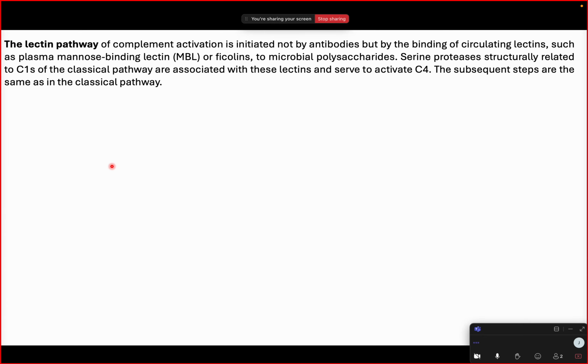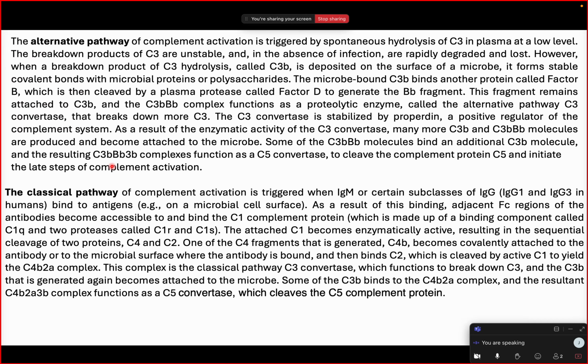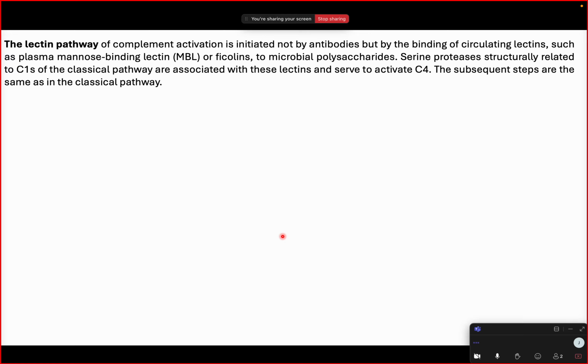Okay, now the lectin pathway. So the lectin pathway of complement activation is initiated not by antibodies but by the binding of circulating lectins such as plasma mannose binding lectin or ficolins to microbial polysaccharides. Serine proteases structurally related to C1s of the classical pathway are associated with these lectins and serve to activate C4. The subsequent steps are the same as in the classical pathway. Okay, so it's just the initiation and the components, they are different in the classical and the lectin pathway.